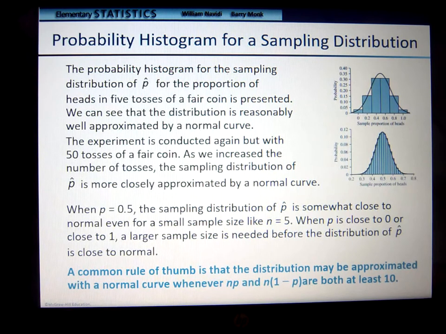So if you don't know if it's normal, then you're going to have to go with something that's larger than 30. A common rule of thumb is that a distribution may be approximately normal whenever n times p and n times 1 minus p are both at least 10.